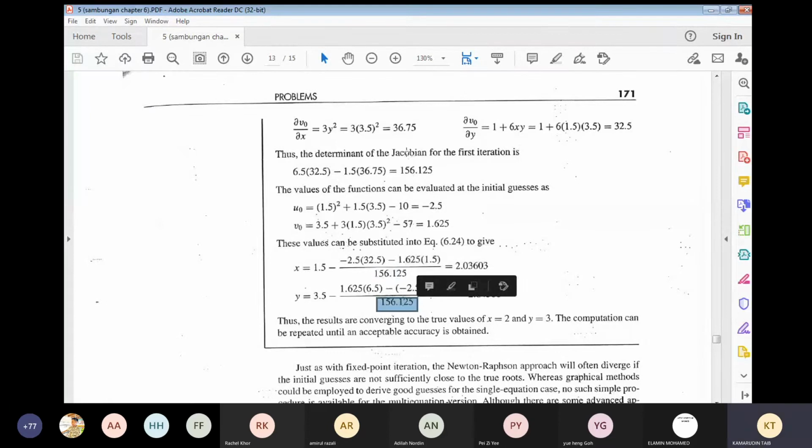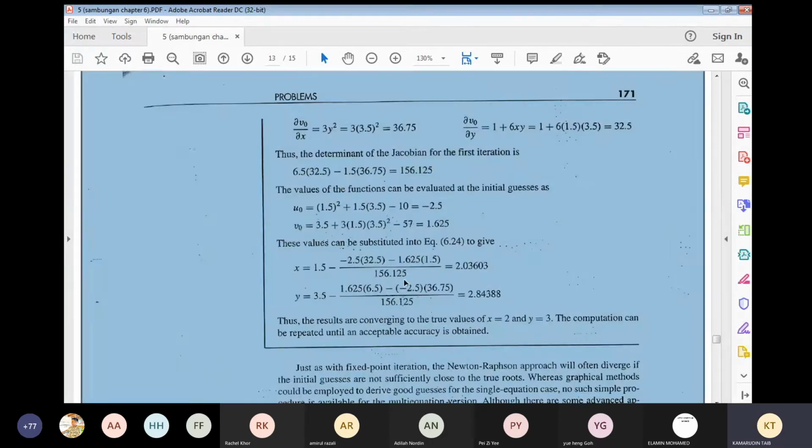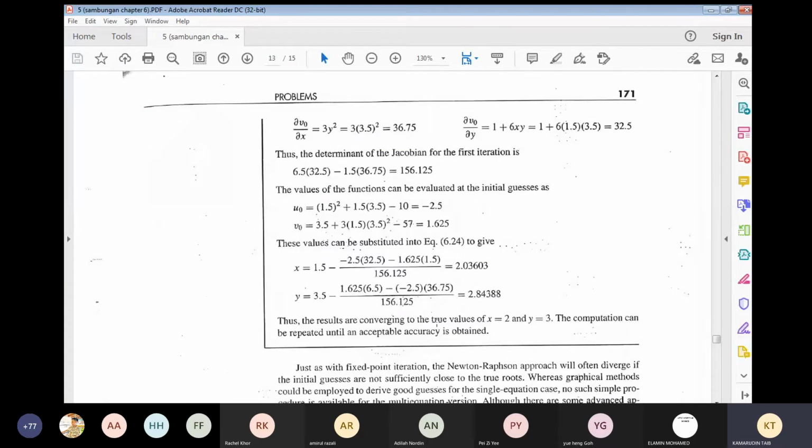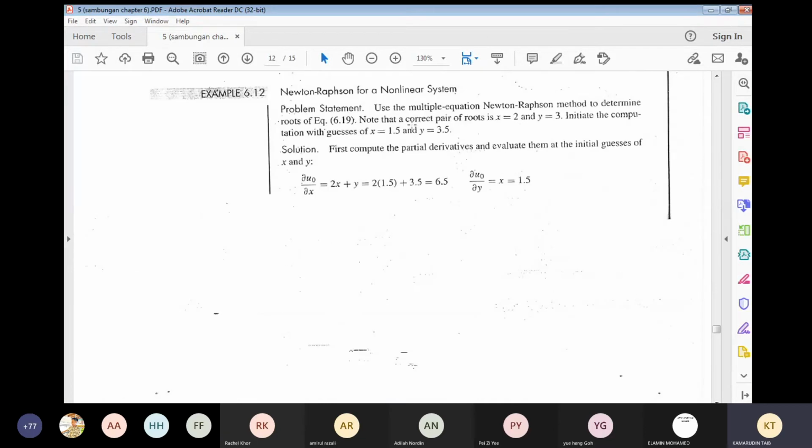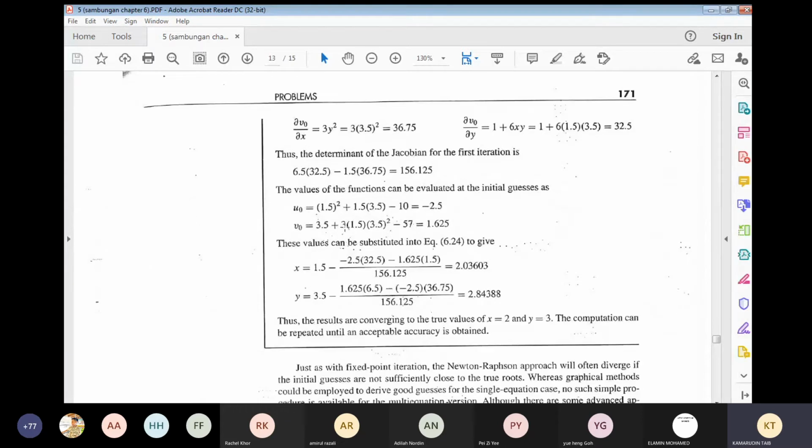As calculated from here, the results are converging. See that initially we use x0 equal to 1.5, y equal to 3.5. After the first iteration, we got x equivalent to 2.03 and y is 2.84, closer to the actual answer. So we can see that the computation is converging. The computation can be repeated until an acceptable accuracy is obtained.